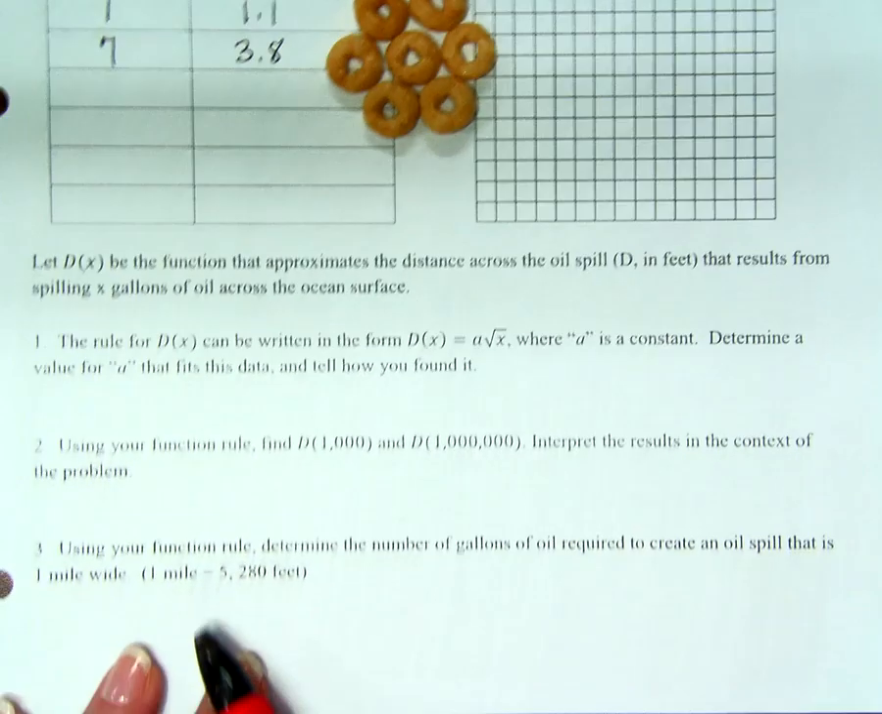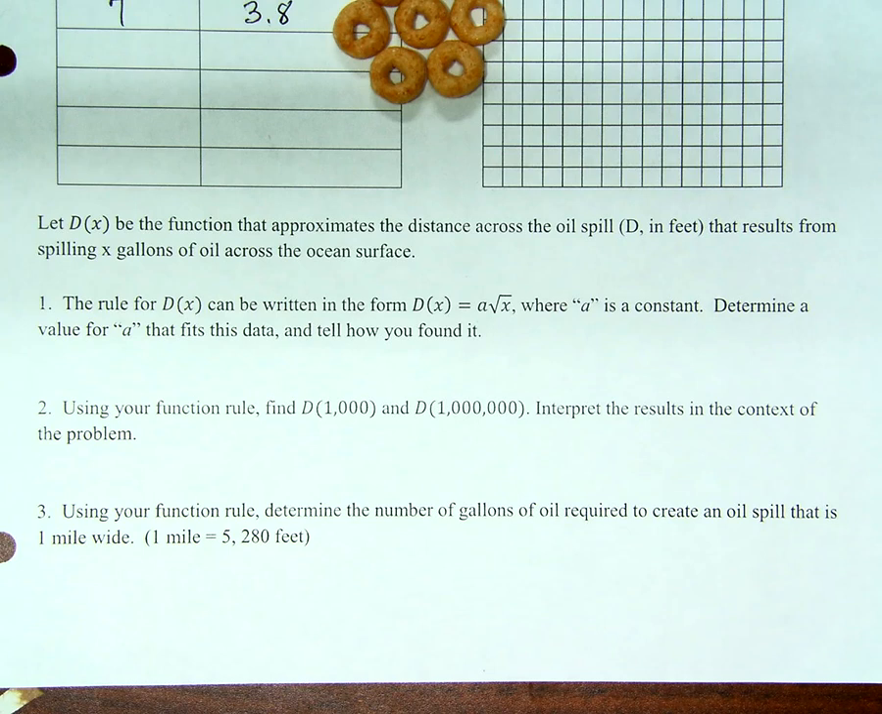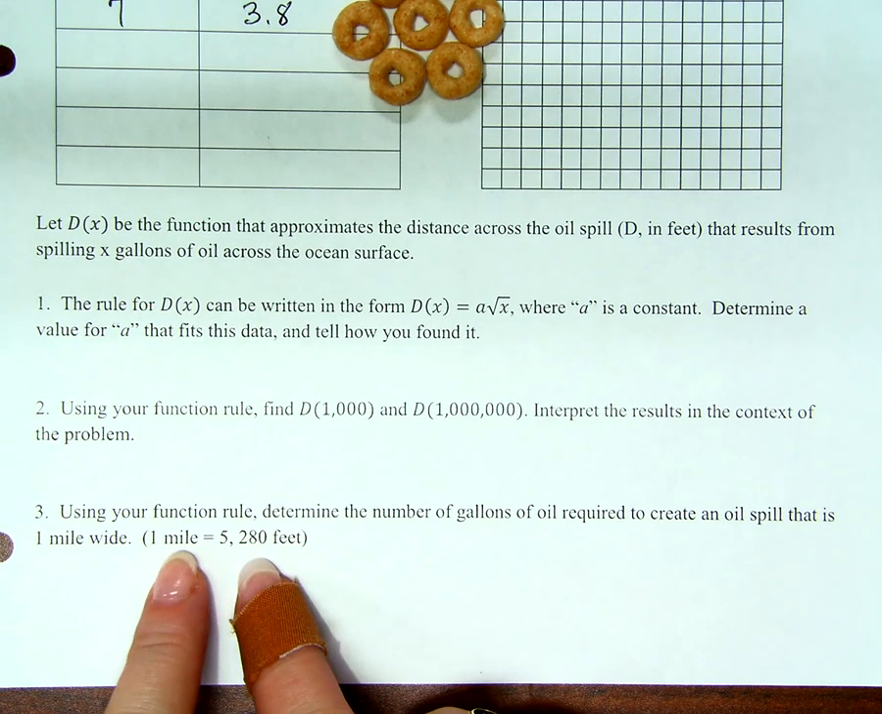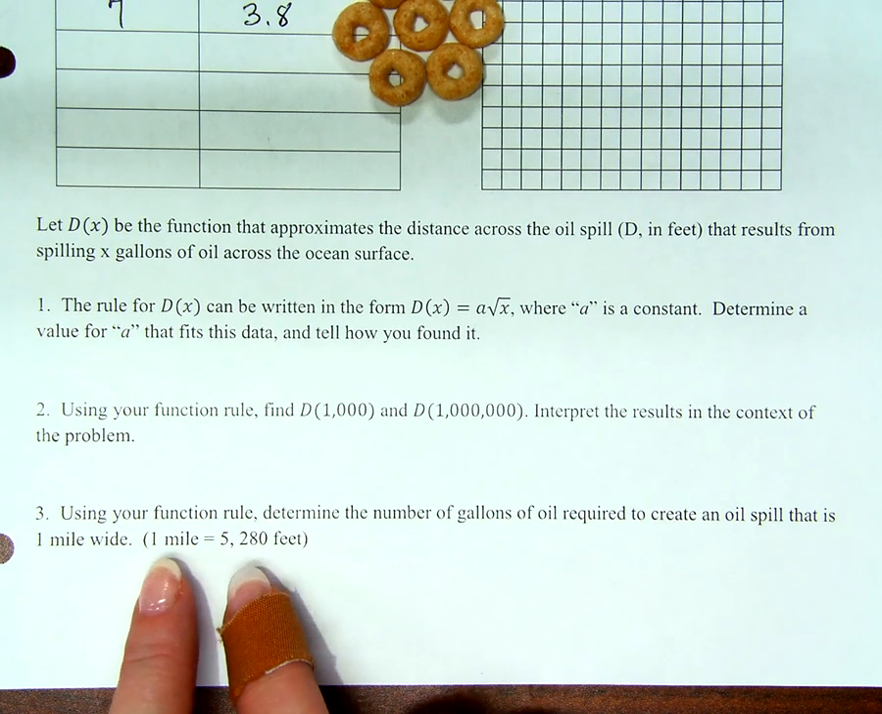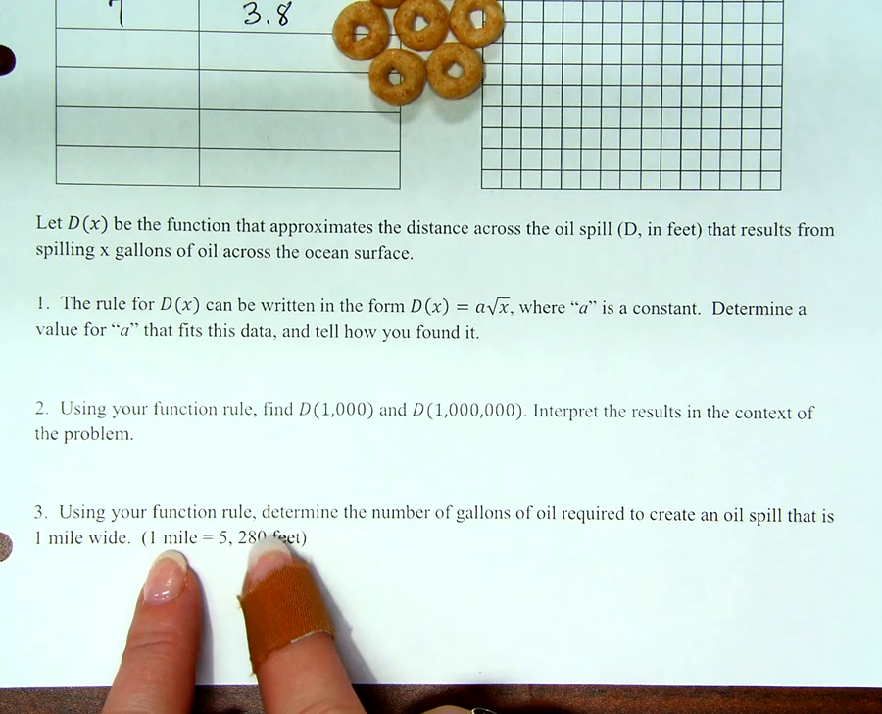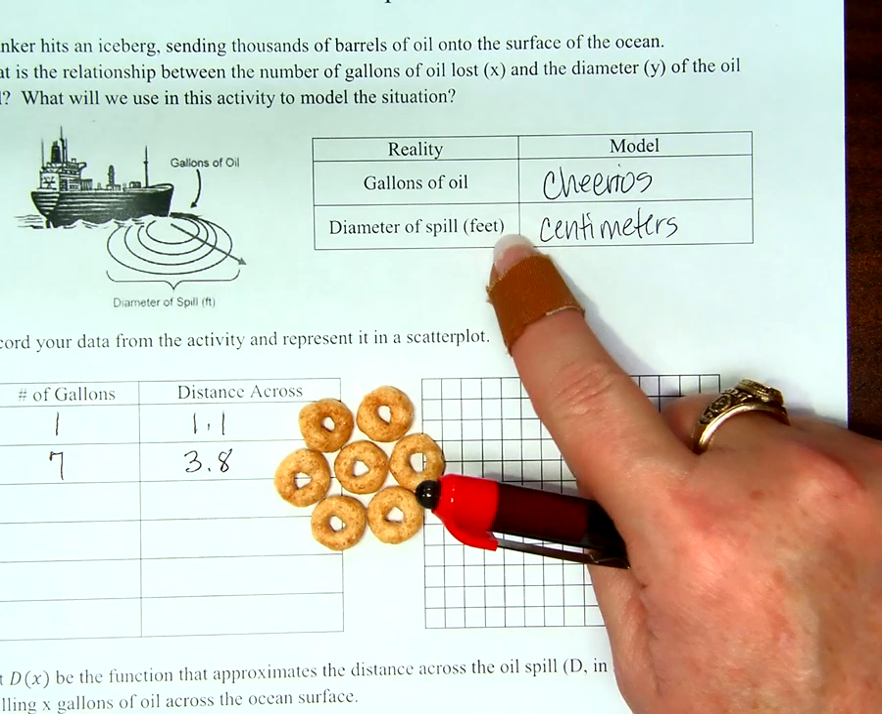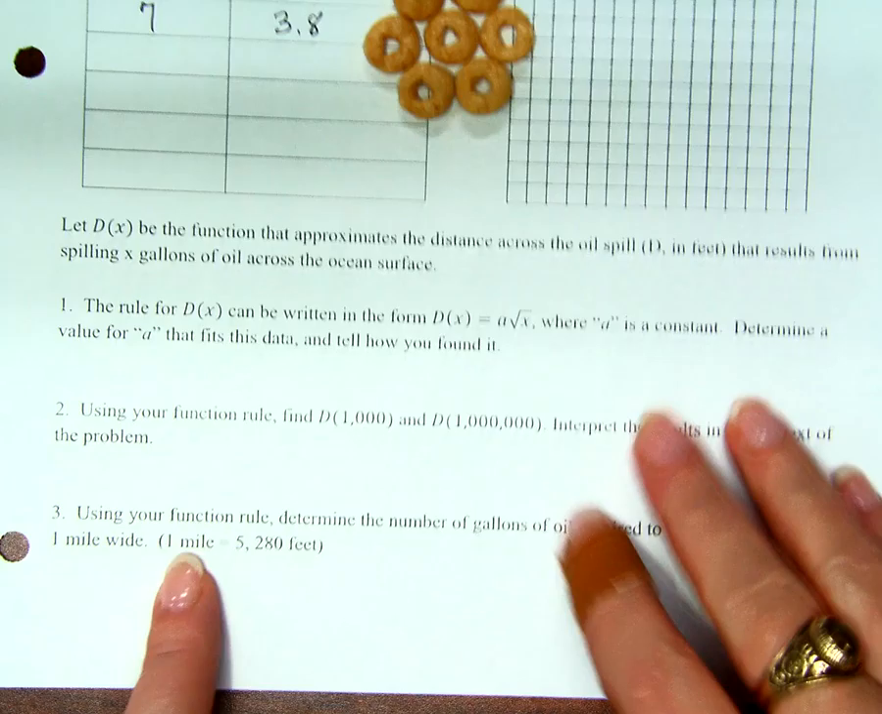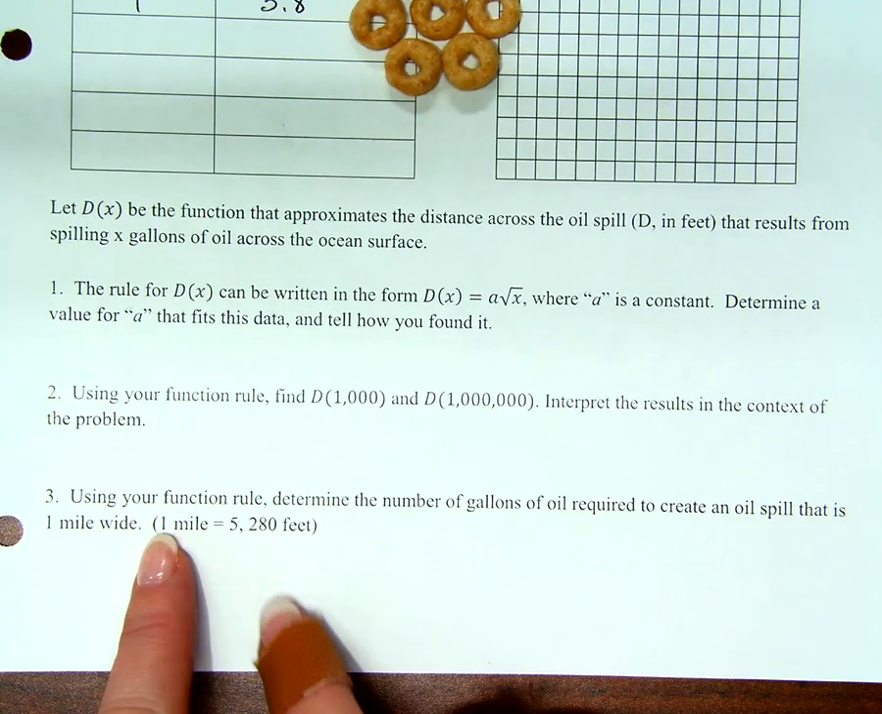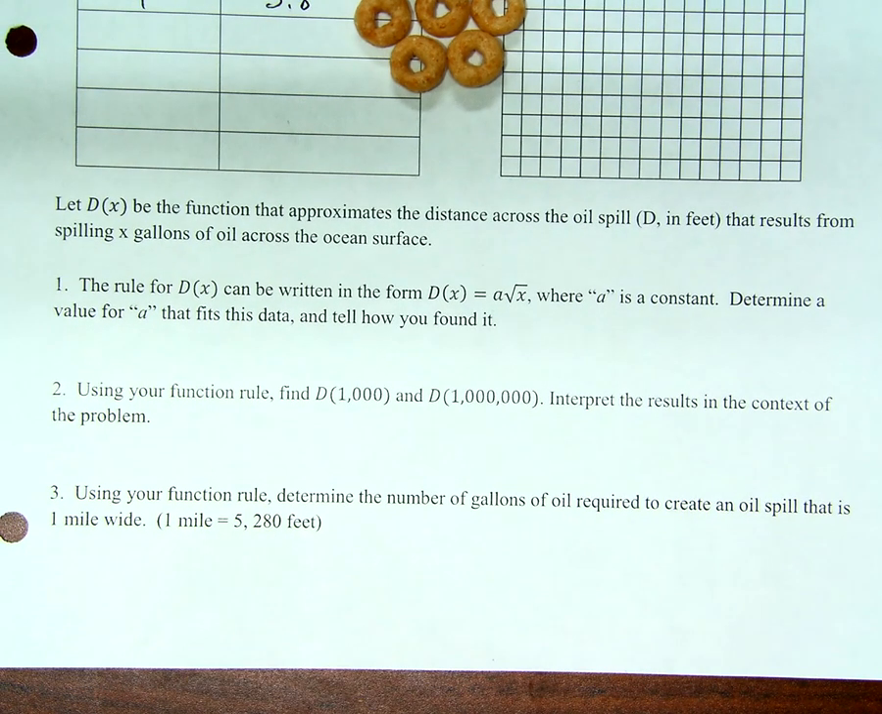And then number 3, using your function rule, determine the number of gallons of oil required to create a spill that is 1 mile wide. Now, they gave you a hint. I think that was nice. I think it was unnecessary, but I think it was nice, because we are talking about feet, as is labeled in our problem right up here. So we do need to make sure that we enter not just 1 mile, but 5,280 feet.